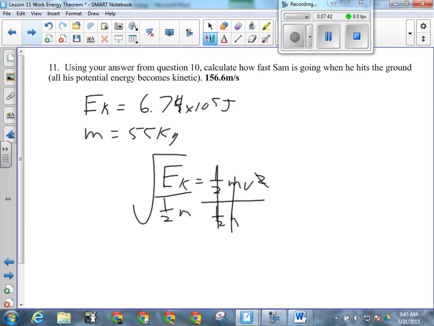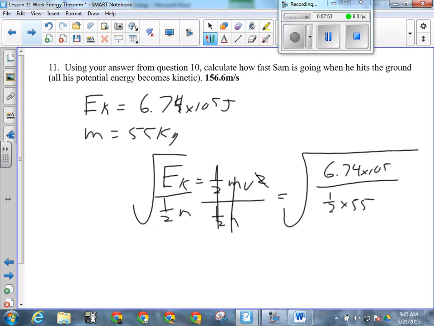and take the square root. Okay, so we'll have our 6.74 times 10 to the 5 divided by half of 55 square rooted, and that should give us our 156.6. Yeah. Any other ones there, guys? 13?